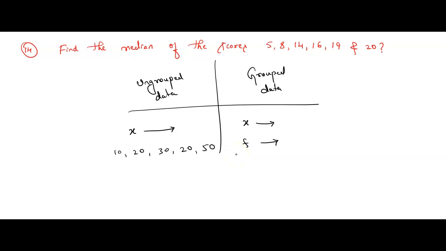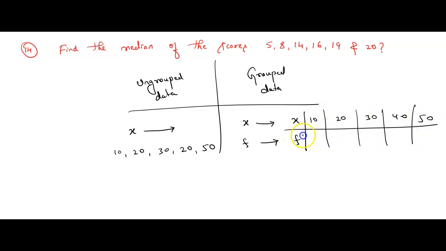Every individual record we will write. If 20 is coming 3 times, then we will write it 3 times also. Understood? That is called ungrouped data. Grouped data means what? 10, 20, 30, 40. These all we call scores. Got it?